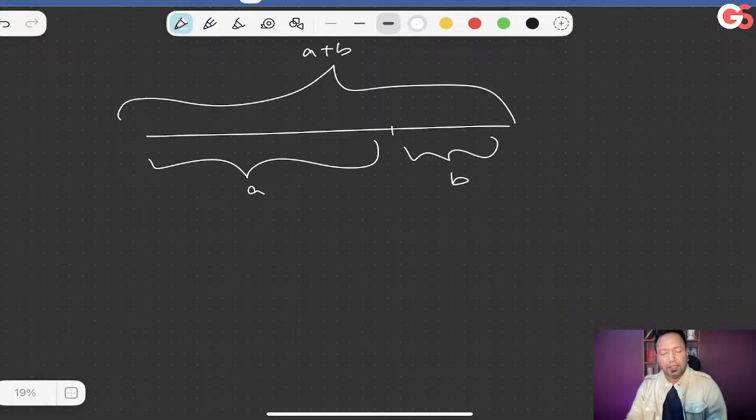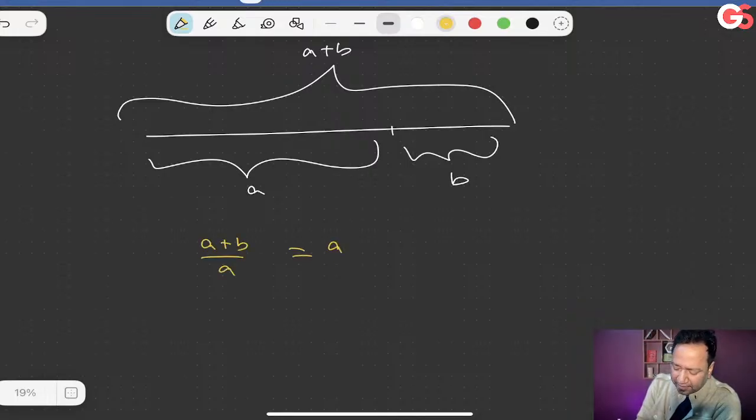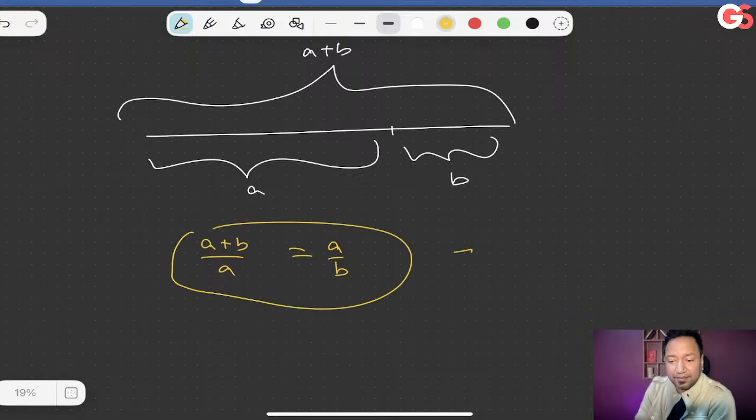Now there was a problem: what if we break the stick in two parts such that the ratio of the length of the entire stick to the larger part is the same as the ratio of the larger part to the smaller part? I'm repeating: that means (a plus b) upon a should be equal to a by b, if I represent it mathematically. So they were asking, in what ratio should I break this rope or stick? This is what it means mathematically.